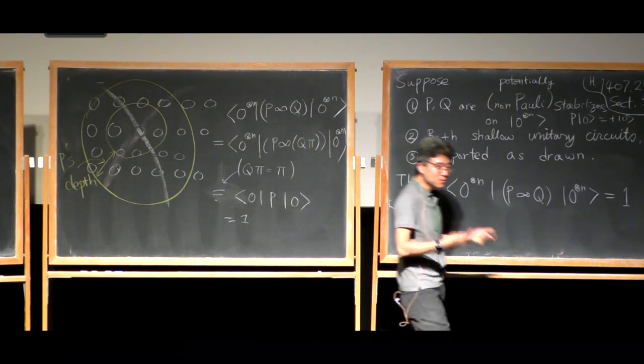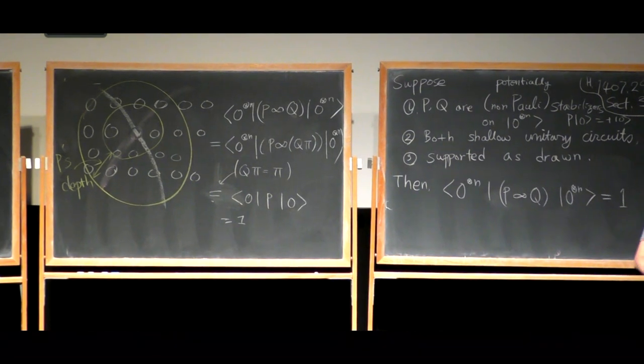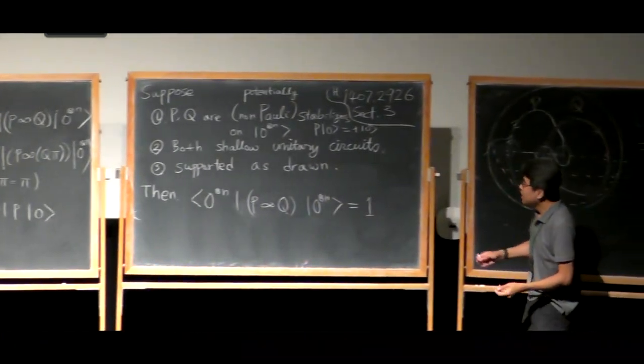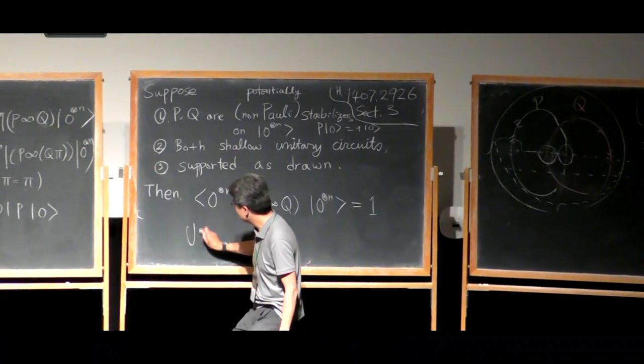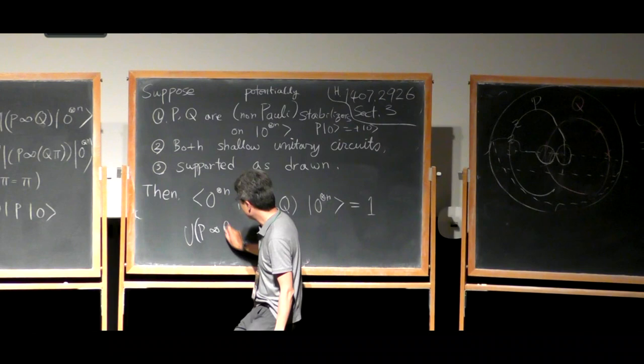Now, how do you use this for completing the argument for the complexity? You remember the identity this.